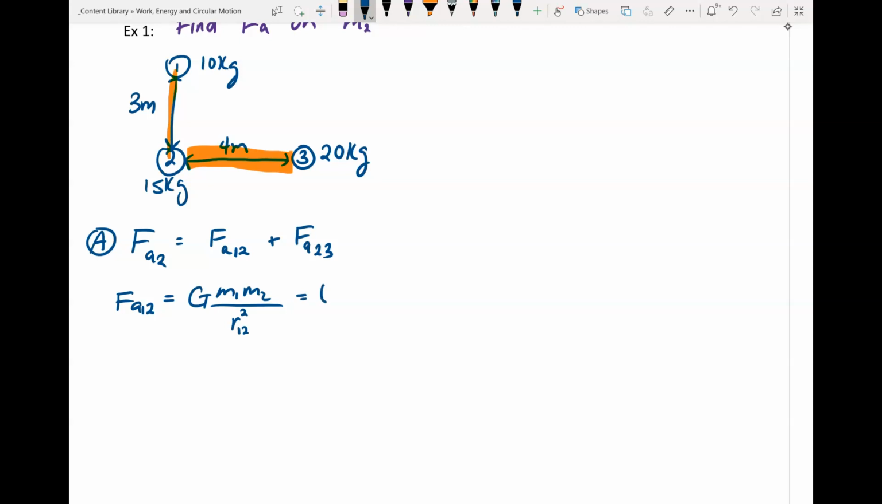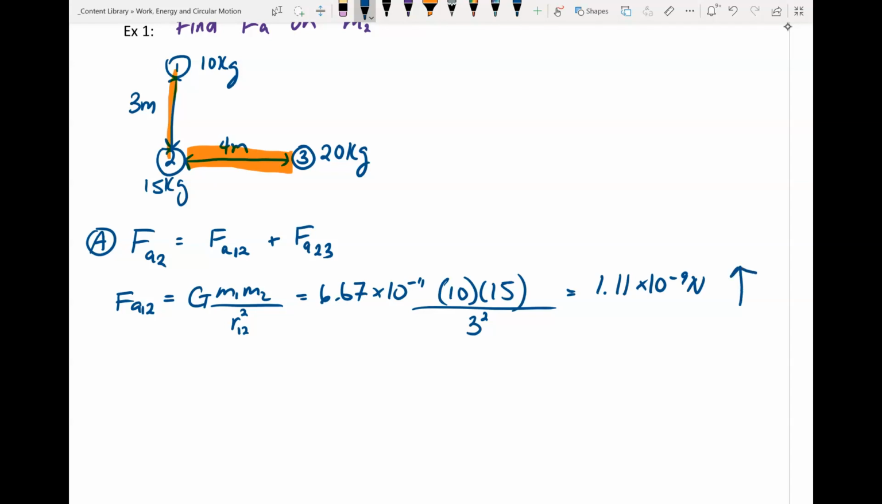So G is 6.67 times 10 to the power of negative 11. Mass 1 is 10 kilograms. Mass 2 is 15 kilograms. The distance between them is 3 meters, and we're going to square this. After this calculation, we should get 1.11 times 10 to the power of negative 9 newtons. And for our direction, this is going from the second mass to the first mass, so this is an upward direction.